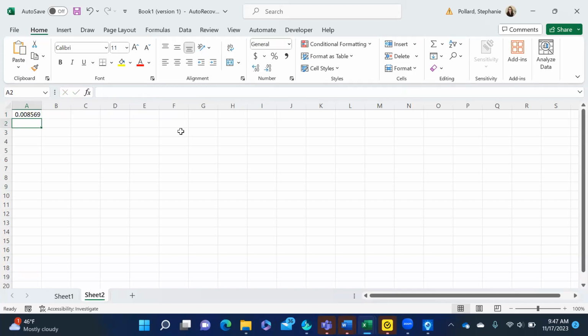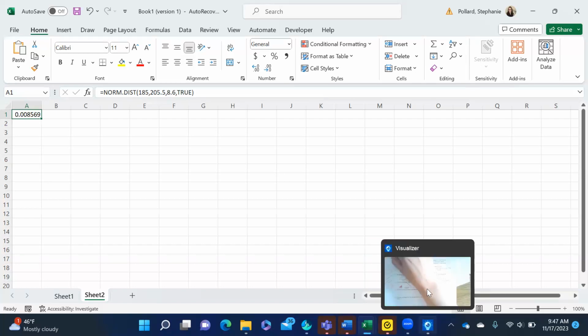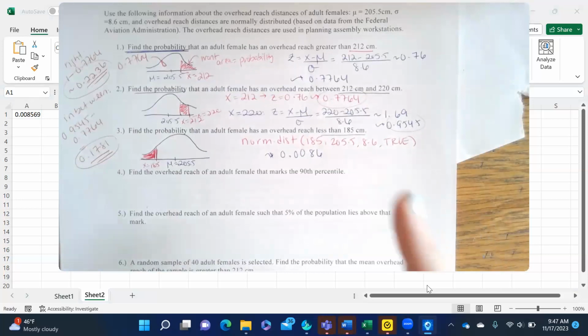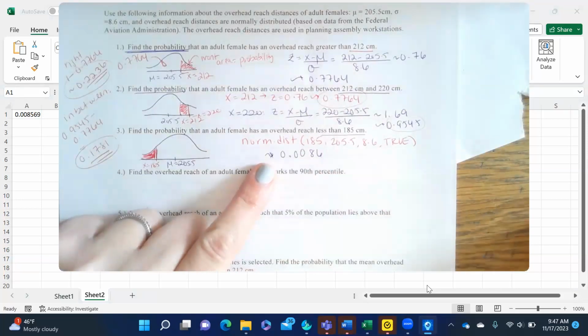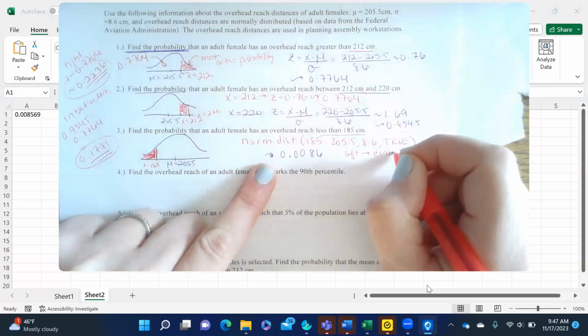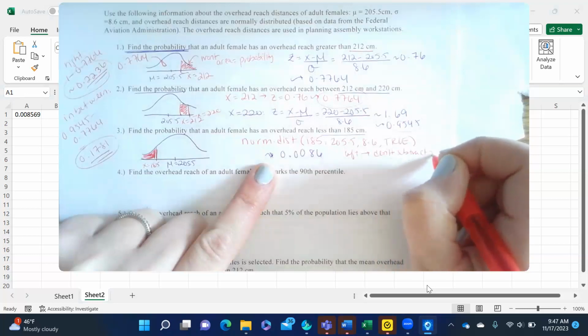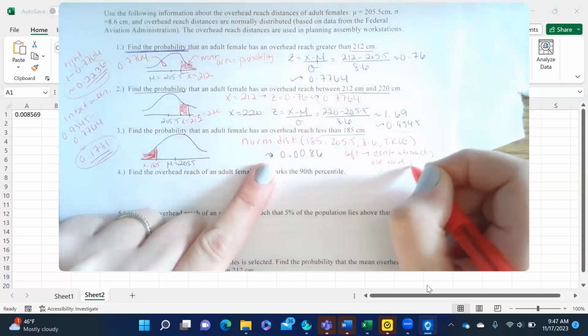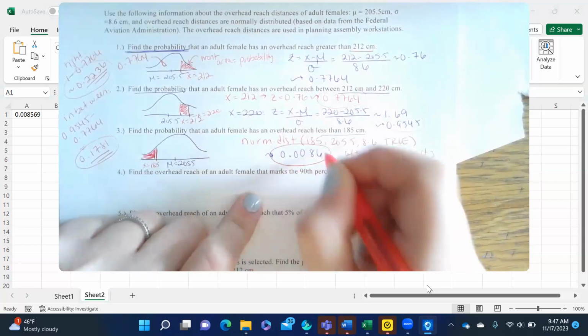So we get about 0.0086, rounding to 4 decimal places. All right, so norm distribution: 185 is my value, the mean, standard deviation next, and then true. And if I go back to my paper here, that is our final answer. So when you're finding values where the area is always on the left, you don't have to do anything else. So don't subtract here. Just use the value given. So this is just my final answer.